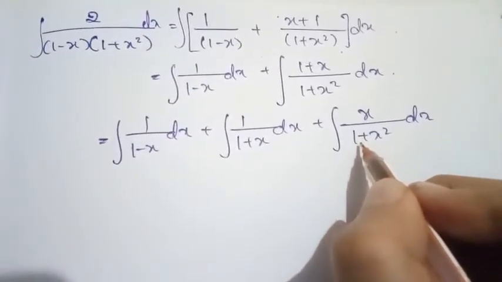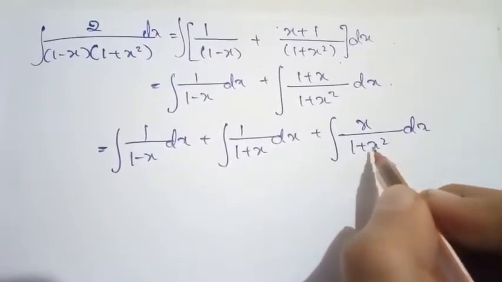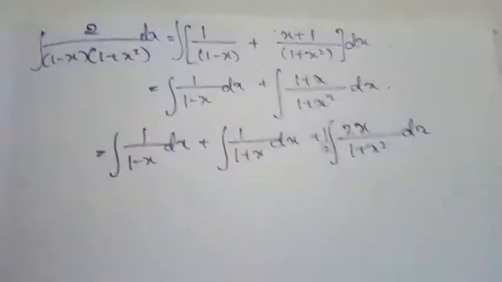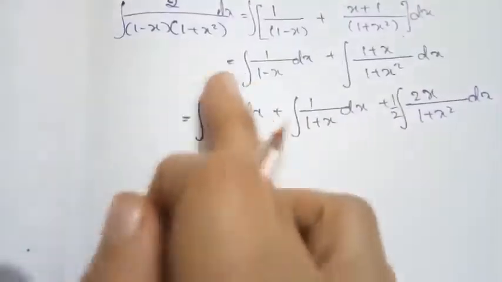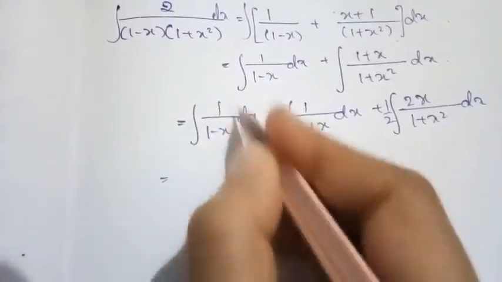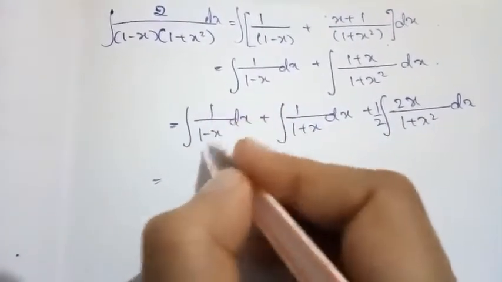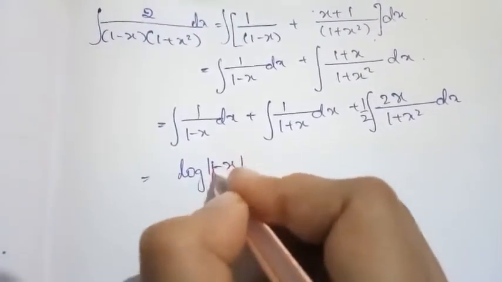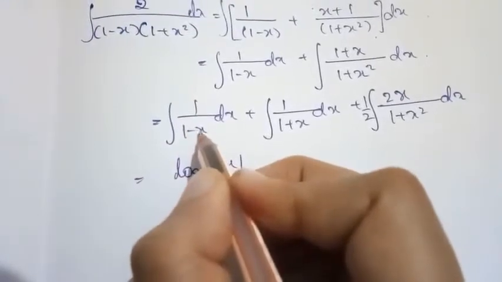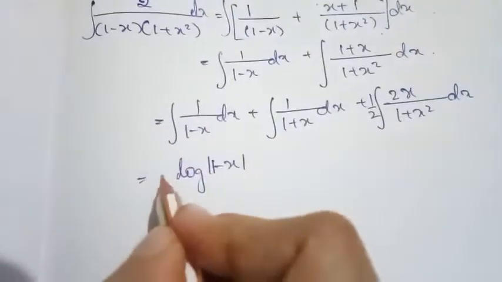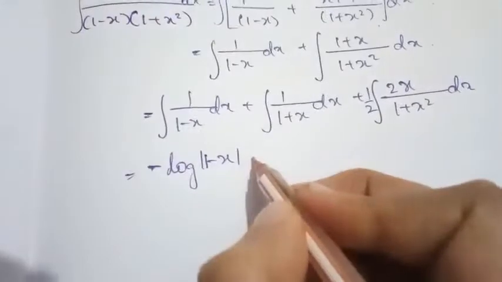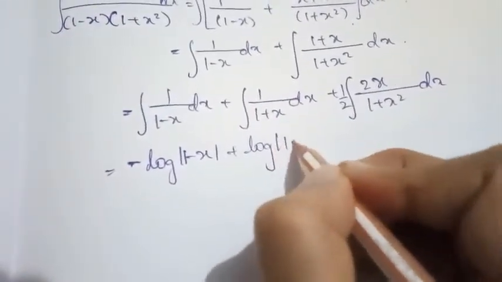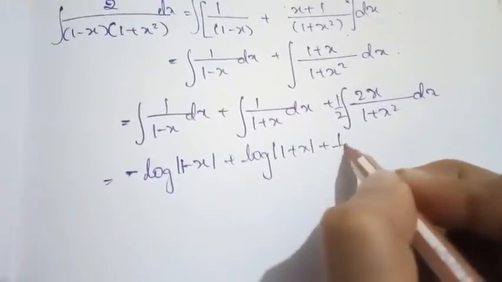If I take the derivative of 1 plus x square, 2x is the derivative, so I am multiplying and dividing by 2 here. Now the integration of 1 divided by 1 minus x is log of mod 1 minus x. Along with that we have minus along with x, so we get minus log mod 1 minus x plus 1 by 2.